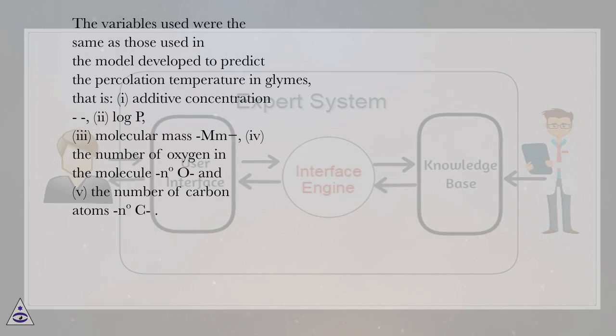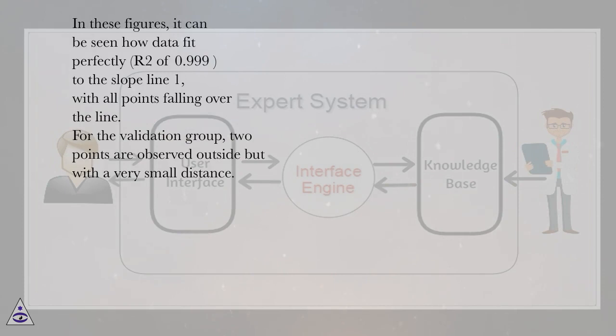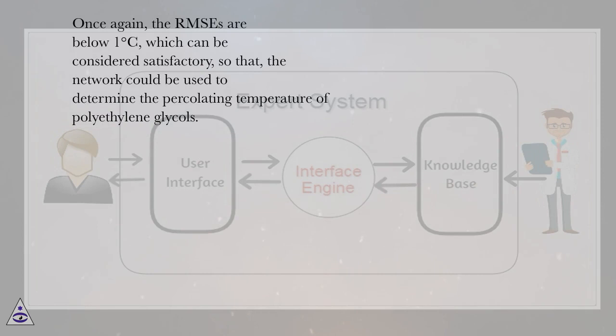This model provides a good determination coefficient, 0.990, with an RMSE below 1 degree Celsius for the validation group. This good fit for the validation group can also be observed for the training group, figures 3 and 4. In these figures, it can be seen how data fit perfectly, R2 of 0.999, to the slope line 1, with all points falling over the line. For the validation group, two points are observed outside but with a very small distance. Once again, the RMSEs are below 1 degree Celsius, which can be considered satisfactory, so that the network could be used to determine the percolating temperature of polyethylene glycols.